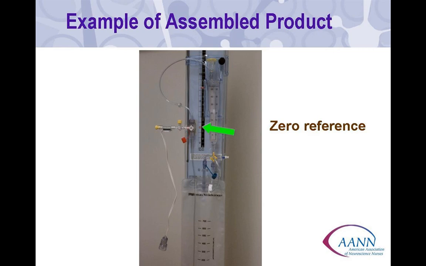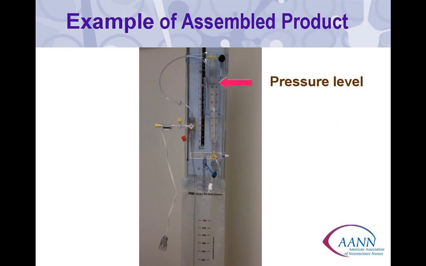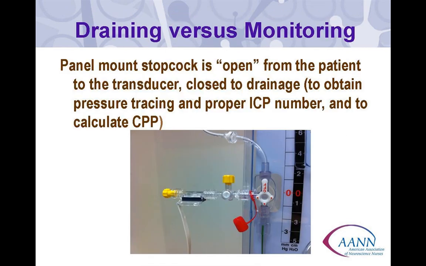And this is the pressure level. So the cerebral spinal fluid has to reach this pressure within the head before it spills over into the graduated burette. Next slide. The panel mount stopcock is open in this patient from the transducer and closed to drainage. So in this case, we would obtain a pressure tracing and obtain a number and calculate the cerebral perfusion pressure. Next slide, please.